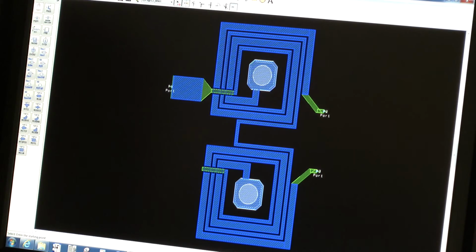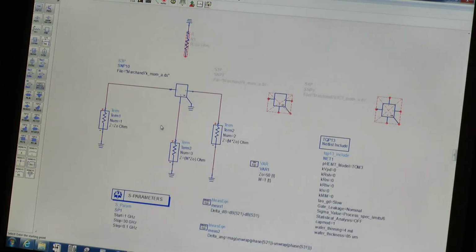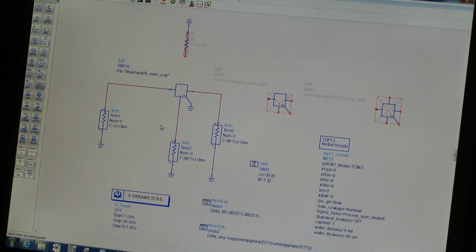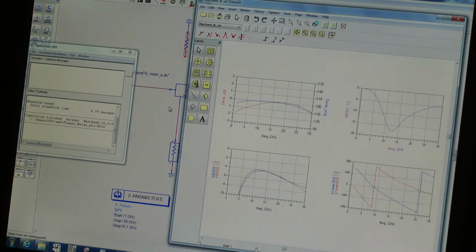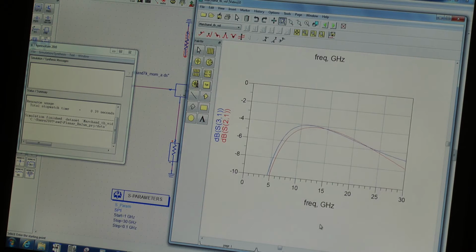So let's look at the simulation of this. We've done a full EM simulation of that using ADS Momentum. This is just looking at the S parameters generated from the data set. So if I sweep here. Okay, let's have a look at the two outputs.